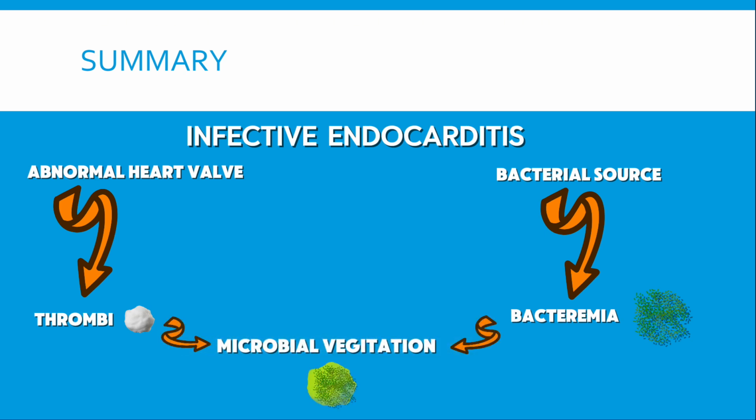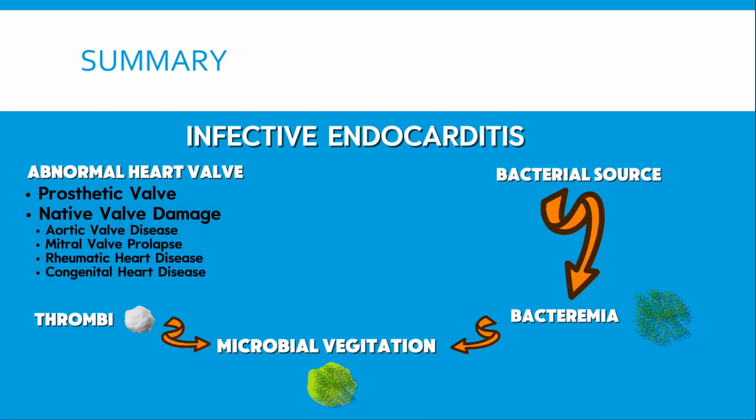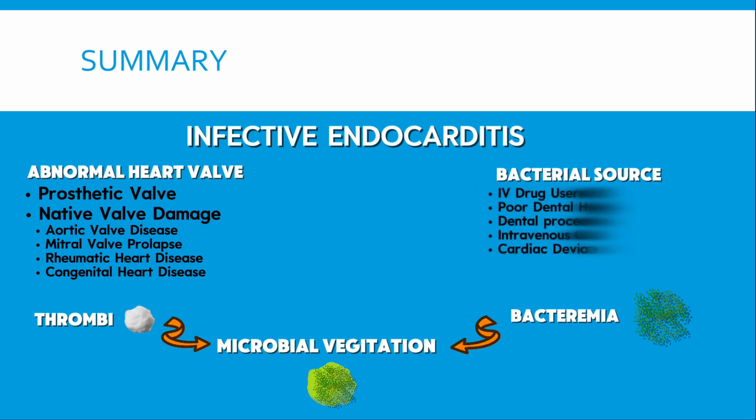Abnormal heart valves can be due to prosthetic valves or native valve damage, which can be due to aortic valve disease, mitral valve prolapse, rheumatic heart disease, or congenital heart diseases. The bacterial source can be from IV drug users using infected needles, patients with poor dental hygiene, dental procedures, intravenous catheters, or cardiac devices.